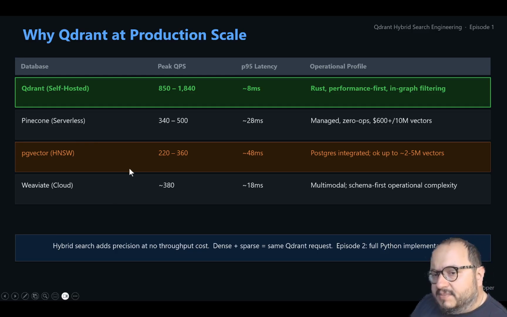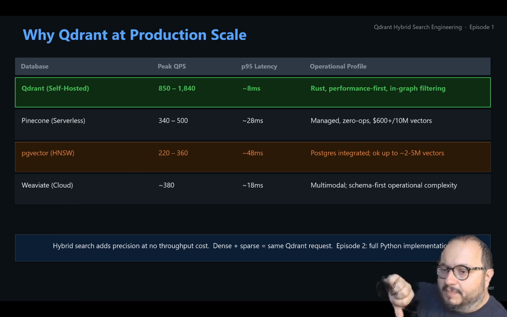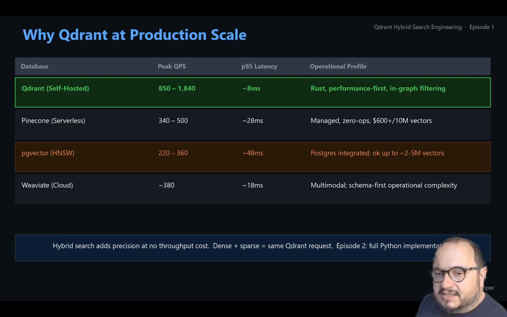For most teams starting with RAG, pgvector is the natural choice. It's already in your Postgres. It is perfectly adequate up to a few hundred thousand vectors. The moment you push past 2 to 5 million vectors, the P95 latency starts climbing rapidly and the QPS drops. The architecture does not scale linearly.